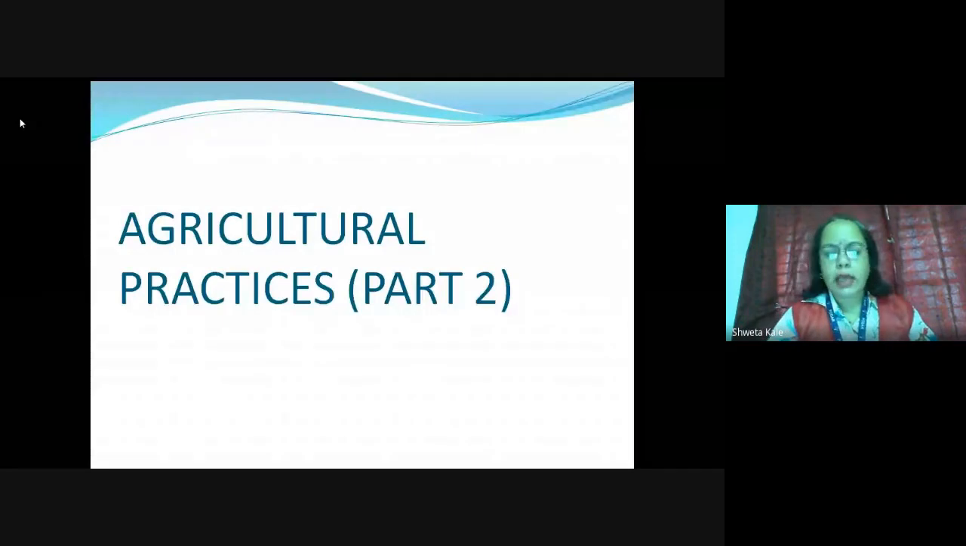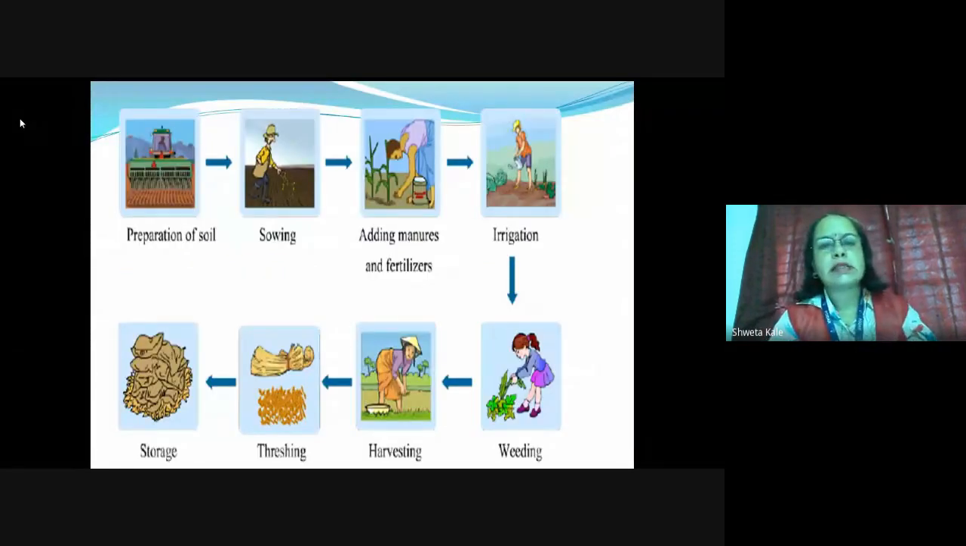So in agricultural practices, as I have told you, the first step was preparation of soil, next was sowing, next was adding manures and fertilizers, next was the irrigation. Now today we are going to see about the weeding, harvesting, threshing and then the storage of the grains.